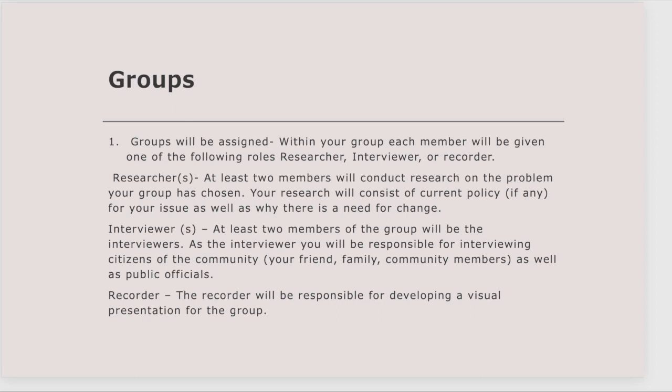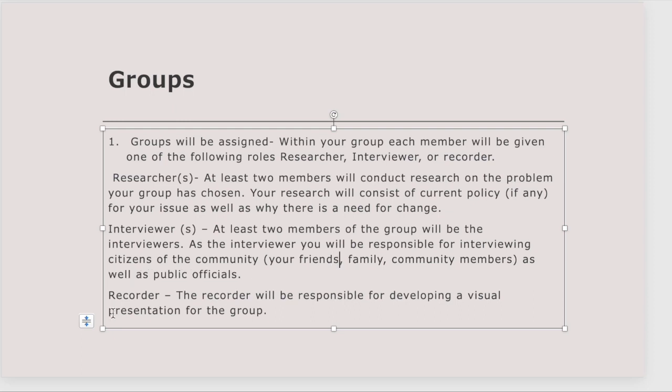Your interviewers, you'll have at least 2 members of the group who will be interviewers. As the interviewer, you will be responsible for interviewing citizens of the community, your friends, your family, your community members, as well as public officials. Any of those can be asked some questions.